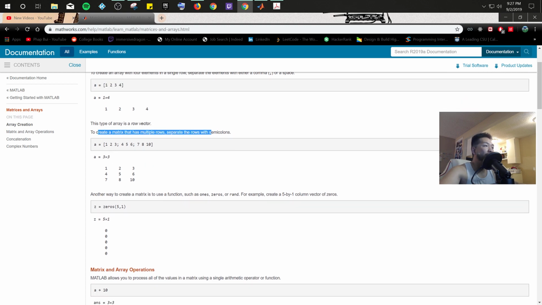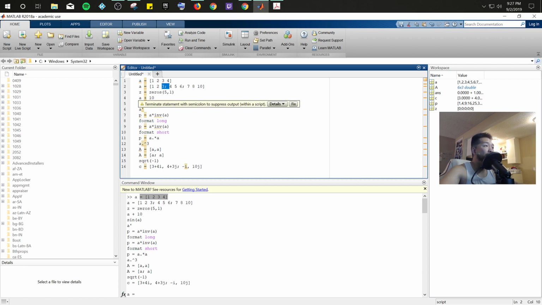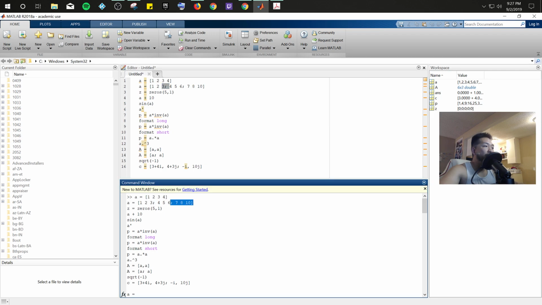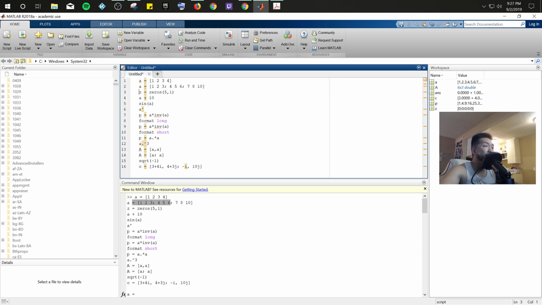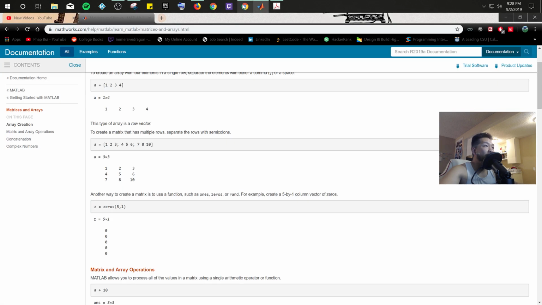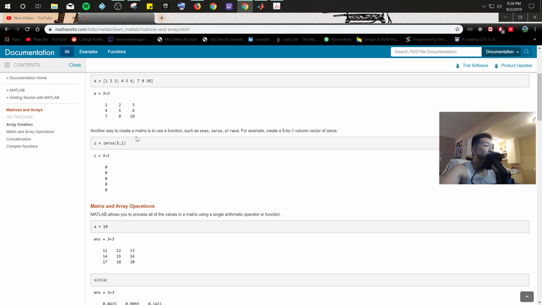So to create multiple rows, you just insert a semicolon. So A is equal to 1, 2, 3, semicolon, 4, 5, 6, semicolon, 7, 8, 9. A is equal to 3 by 3. So here we have 3 rows, a matrix of 3 by 3. And you could actually put Z is equal to zeros(5,1). That's just another way to use a function: zeros(5,1) will create 5 zeros.